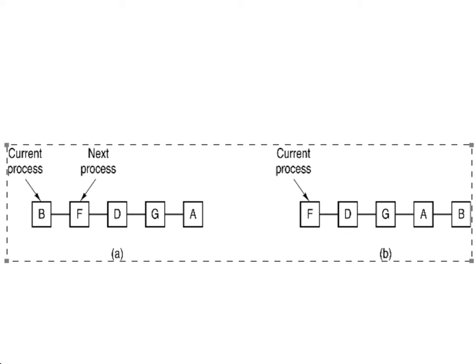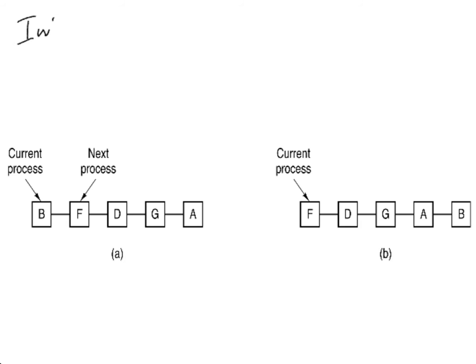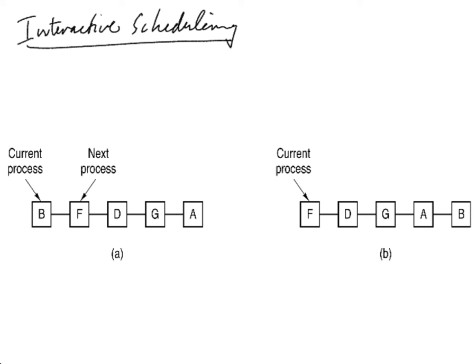We talked about scheduling in a batch environment. Today we're going to talk about scheduling in an interactive environment, or in other words, when users or some other entity needs to interact with the processes. So we have interactive scheduling. The first approach is called round robin.